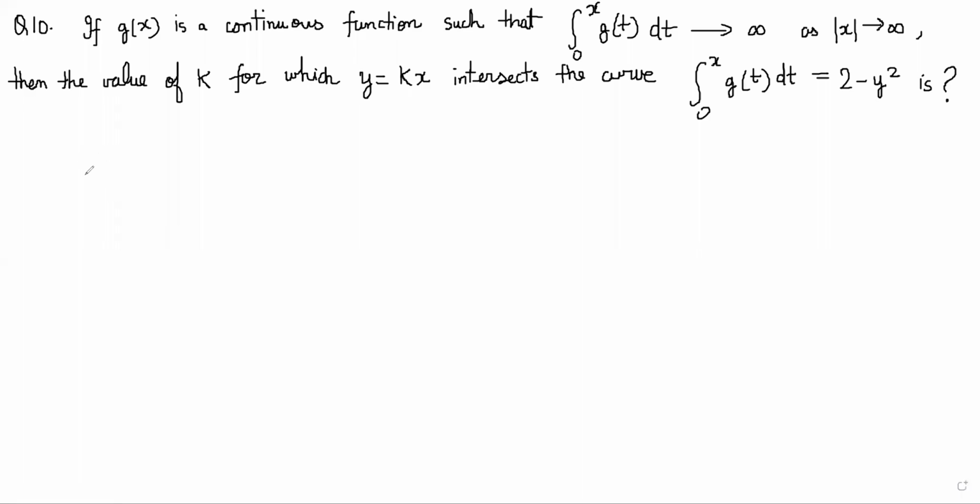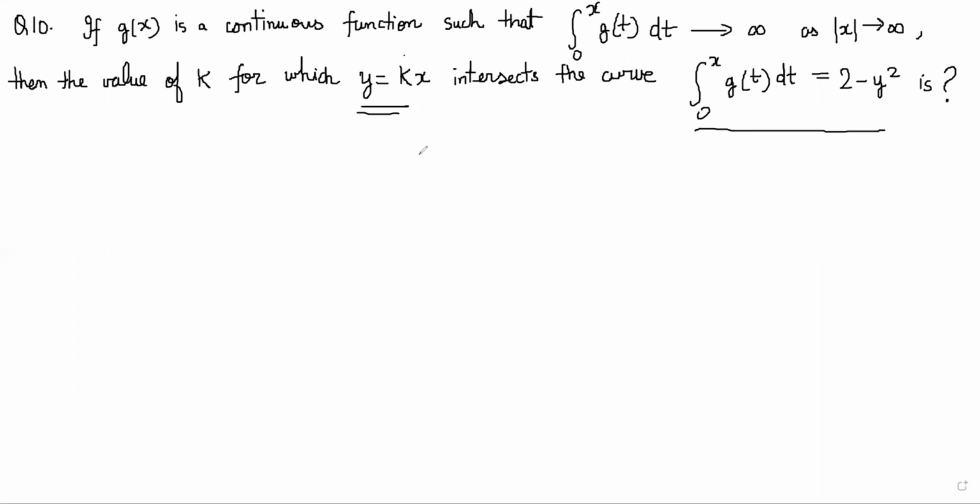Hi. So let's look at question number 10 here, which is saying that if g(x) is a continuous function such that the integral of 0 to x g(t) dt tends to infinity as mod x tends to infinity, then the value of k for which y equals kx intersects the curve integral 0 to x g(t) dt equals 2 minus y square is what? So basically, you have to intersect a straight line with this curve.